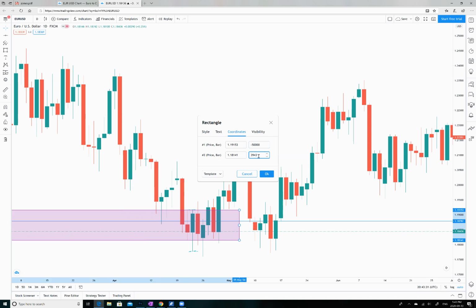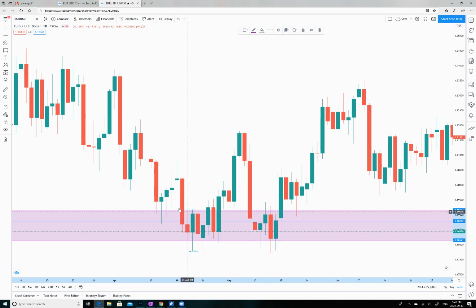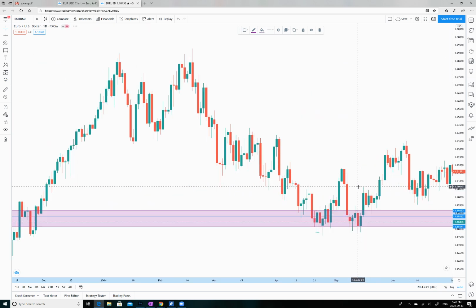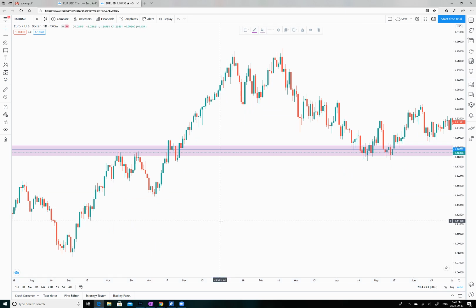Now you can make this look however you want, but what I would recommend is making your daily one a color, let's say purple, and then your 4-hour a different color, let's say blue or red, whatever you want to do. So we zoom out. This is going to be our daily zone. I know it took a little bit of struggle, but we did find it. Then I'm going to remove that line because we don't need it anymore.